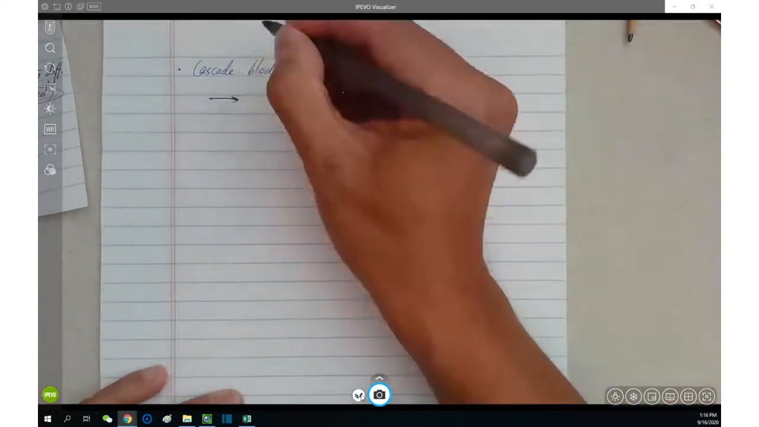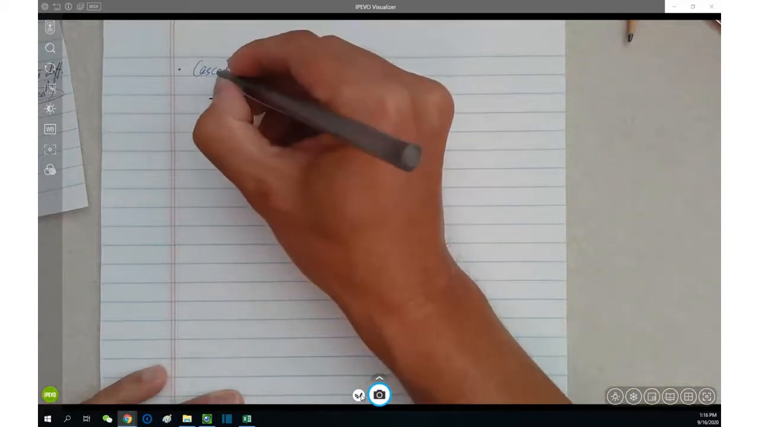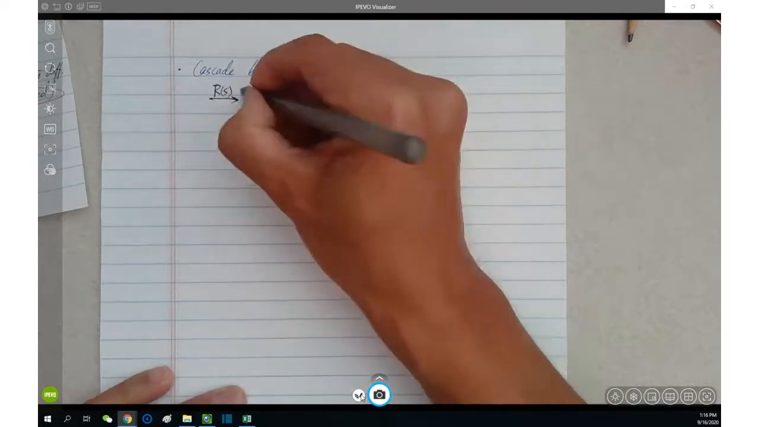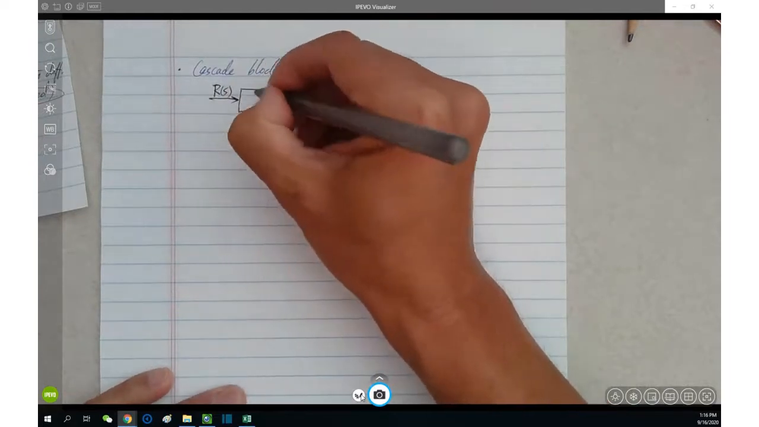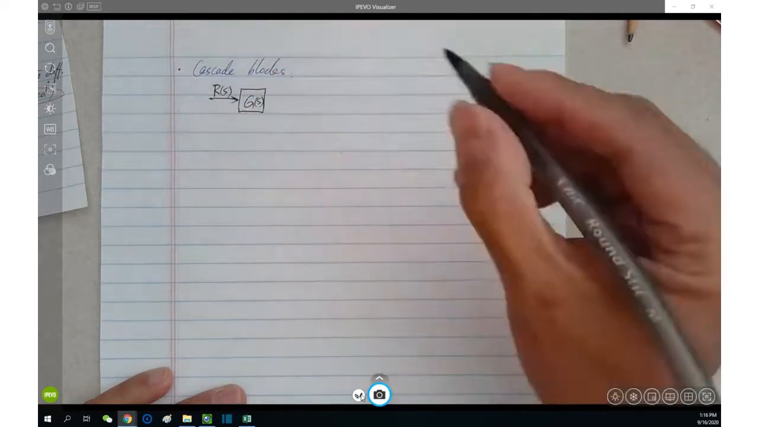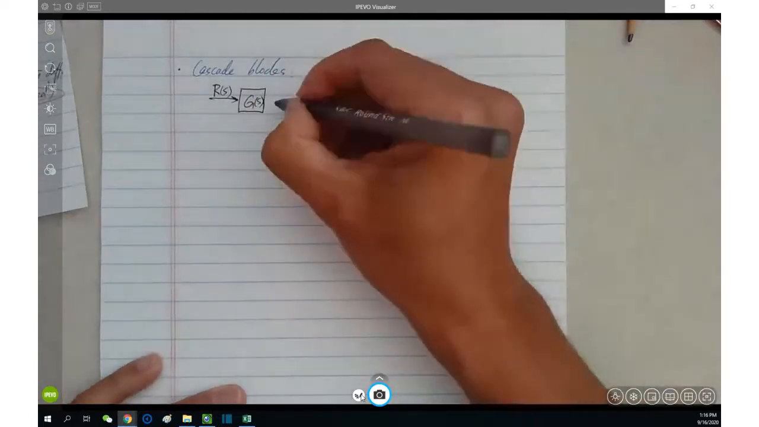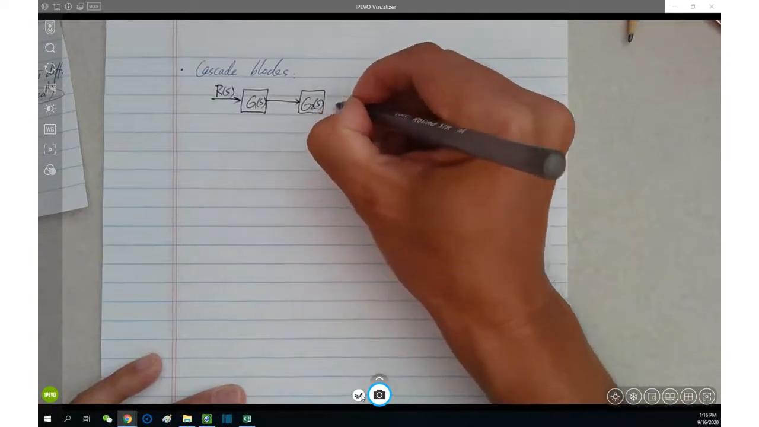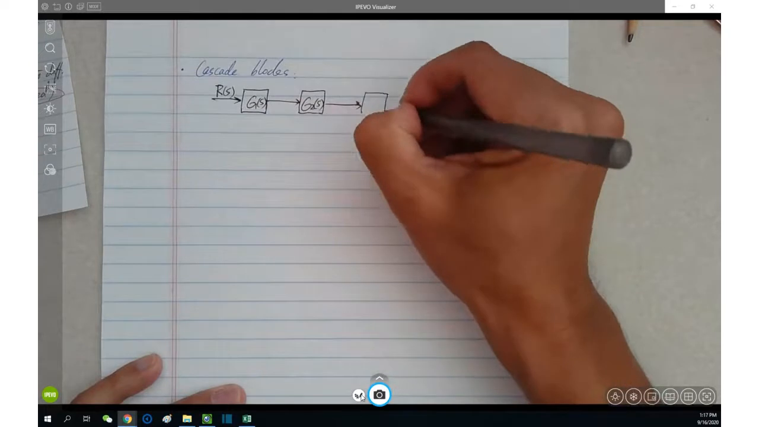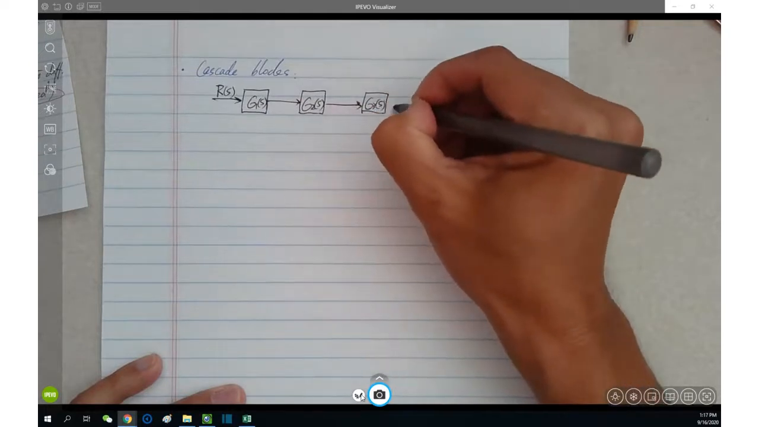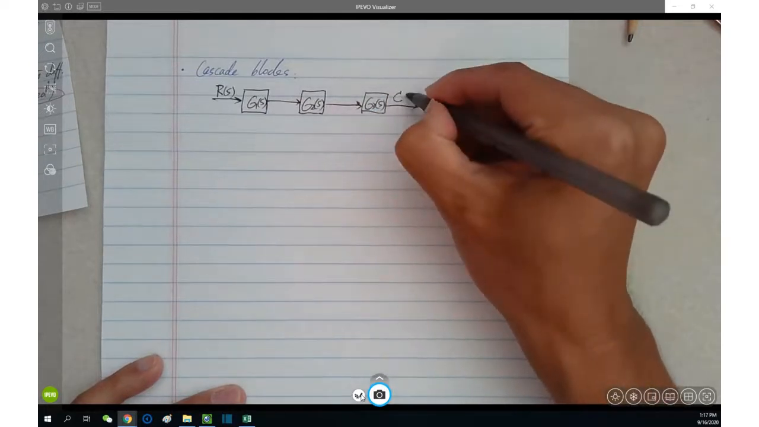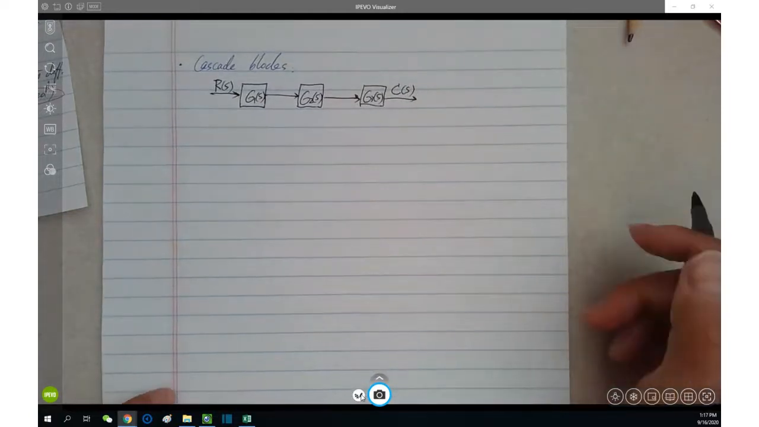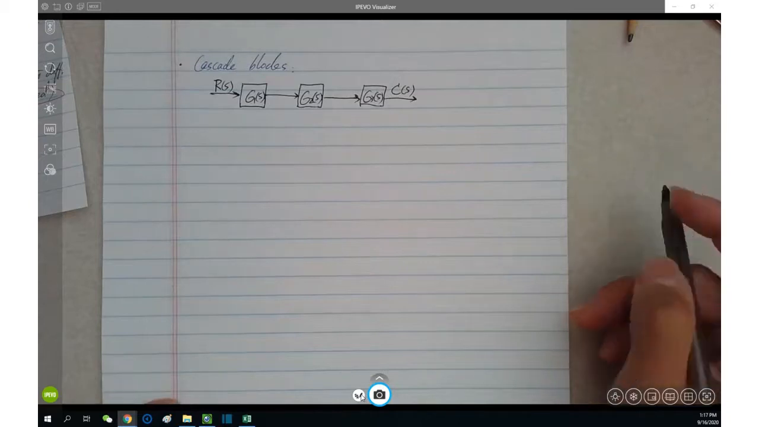You have input, right? Let's assume the input as R of S going through the first transfer function block G sub 1 of S, and then goes through the second G sub 2 of S, and goes through the third one, maybe G sub 3 of S, and then comes up with the total output signal, which is defined as capital C of S. Right? So this is a total system looking like cascade blocks.